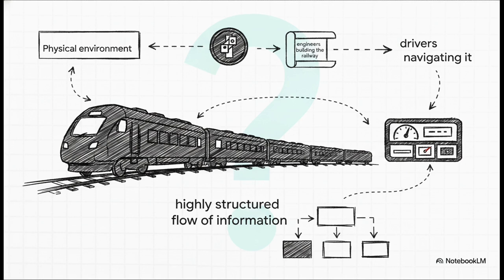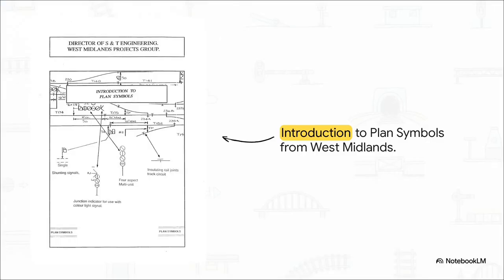It translates physical environments into symbols and then presents those symbols flawlessly to both the engineers building the railway and the drivers navigating it. When you look at a genuine training diagram like this one from the West Midlands Projects Group, it outlines an introduction to plan symbols. Now, to the untrained eye, sure, it just looks like a chaotic mix of lines, circles, and bizarre geometric shapes. But by the end of our time together today, this explainer is actually going to act as your personal decoder ring. We're going to break down this fascinating esoteric alphabet step by step.